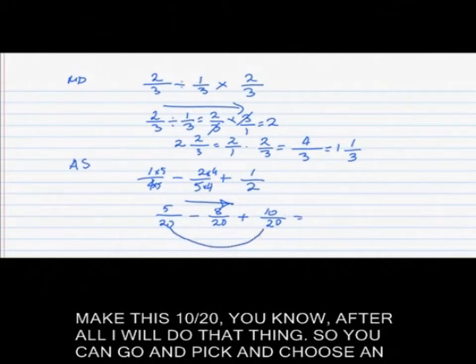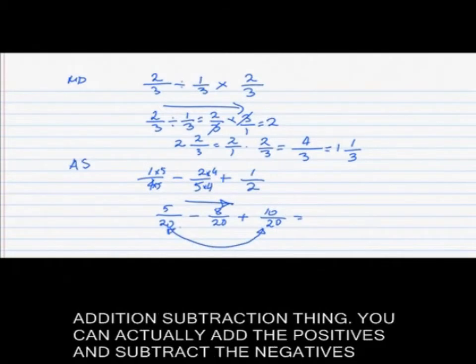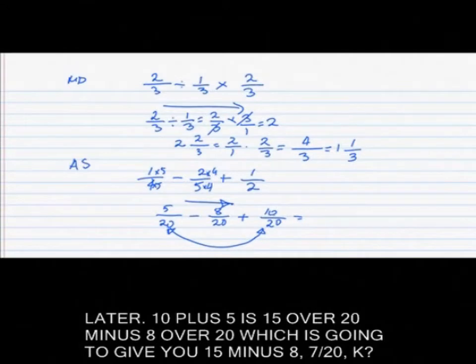So you can pick and choose in addition and subtraction. You can actually add the positives and then subtract the negatives later. 10 plus 5 is 15 over 20, minus 8 over 20, which is going to give you 15 minus 8, 7 over 20.